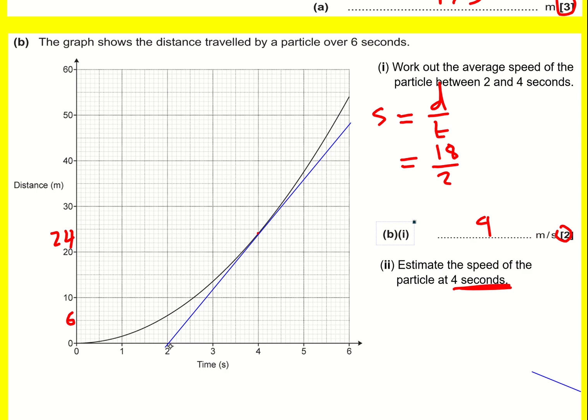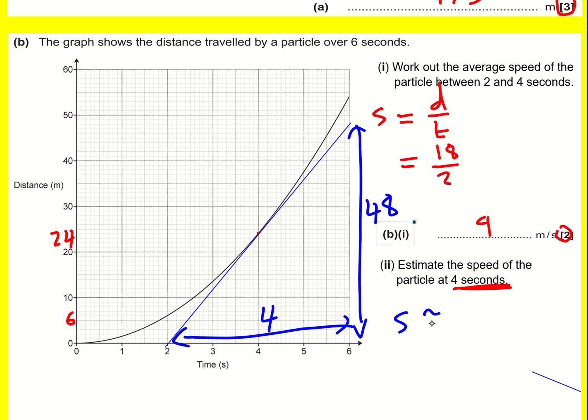It's actually hit pretty much at 2, so I can use that the width is 4, and because I've made it all the way down to 0, I just need to read off this value up here, and that is about 48. So to estimate the speed, it's going to be approximately 48 over 4, which is 12 meters per second.